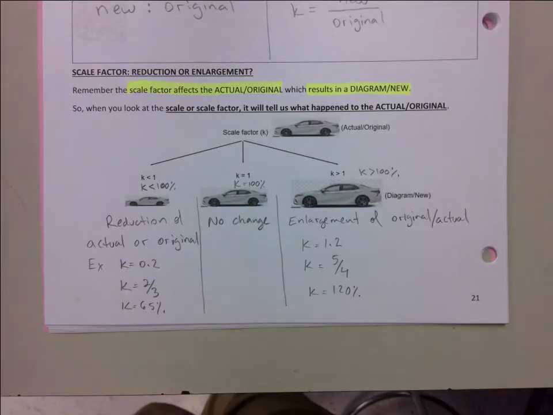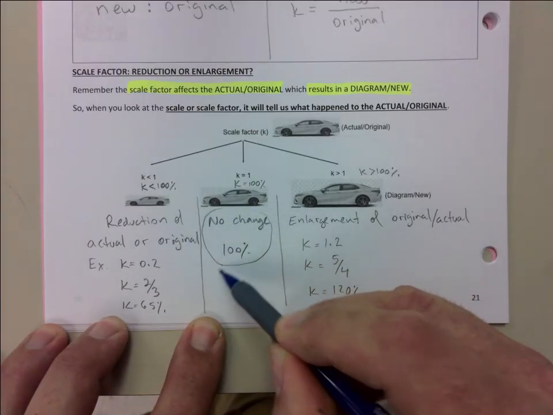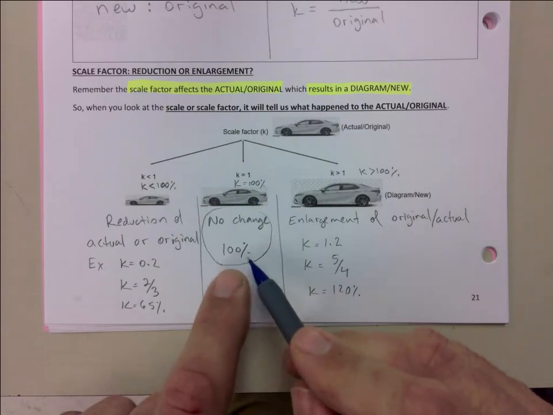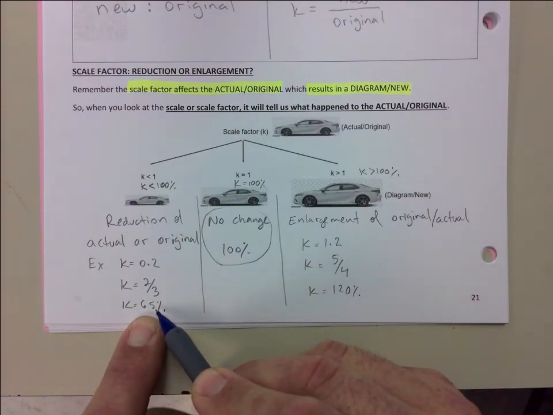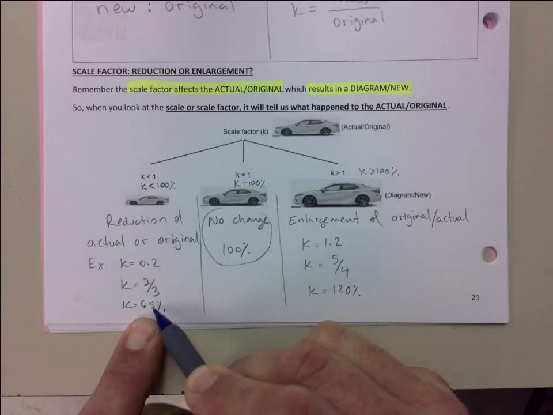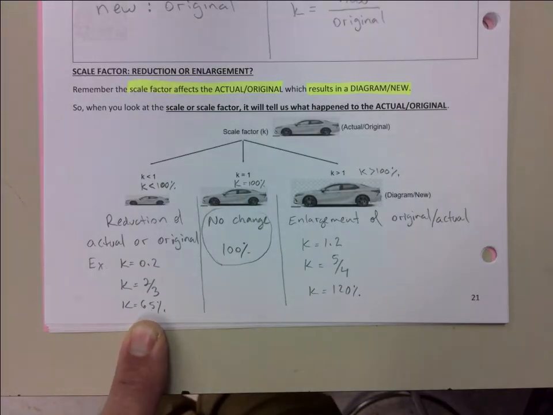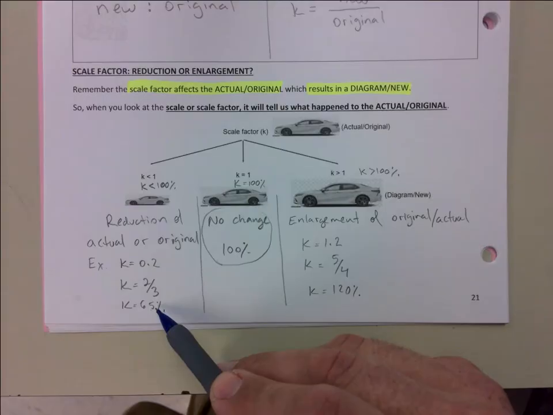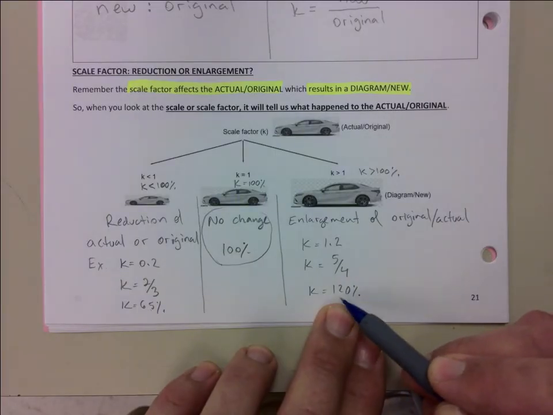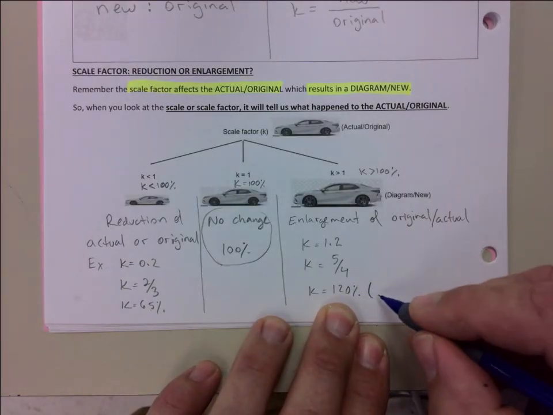I normally wait until later, but I'm going to tell you this: 100% is the original copied again. So if k is 65%, how much has it been reduced by? Like the original, how much has it been reduced by to get to 65? 35, right? So if I ask you how much has it been reduced by, don't say 65%. It has been reduced by 35%, right? How much has this one been enlarged by if you look at the original? 20%.